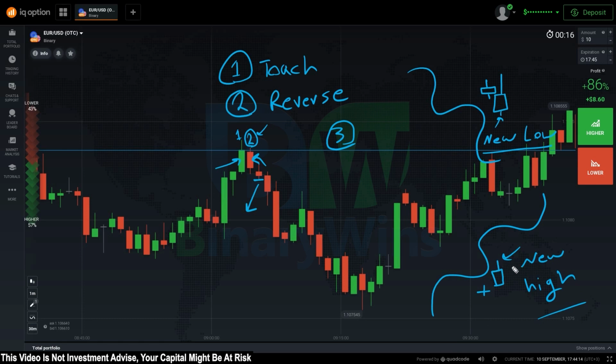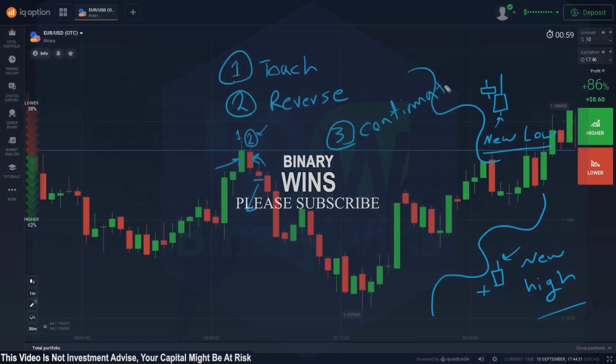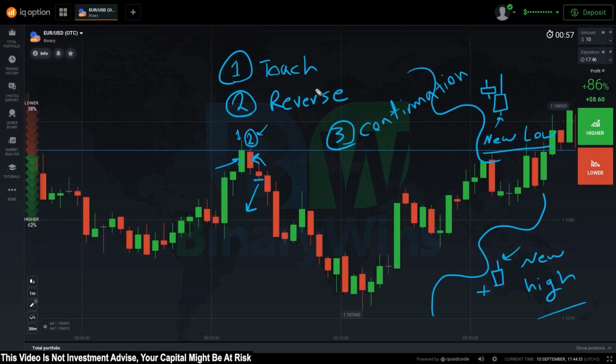And this means getting approval to enter the trade with this pattern, which is the third law, which means approval, which means confirmation. 1, 2, and 3. If you follow all these, this pattern has a win rate of up to 85%.